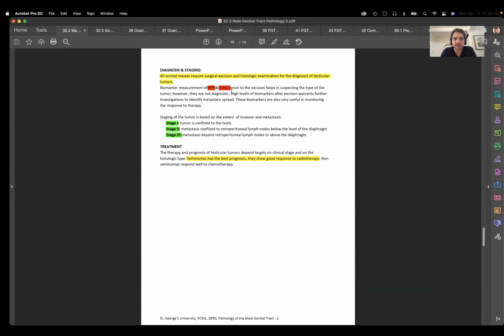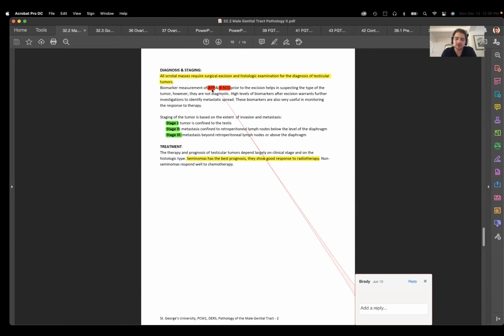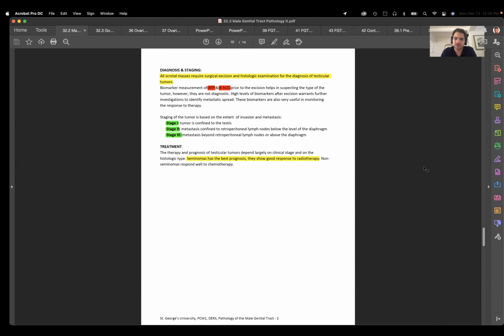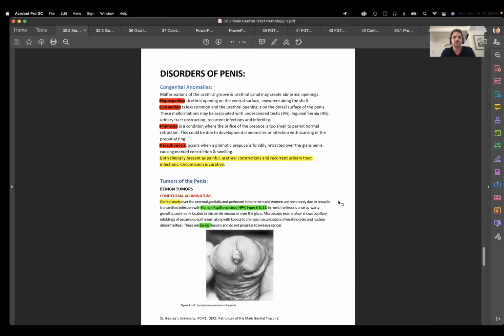All right, so again, big thing here: alpha fetoprotein, Schiller-Duval bodies, you're thinking yolk sac; beta HCG, choriocarcinoma. Okay, then you know these by now, hypospadias.